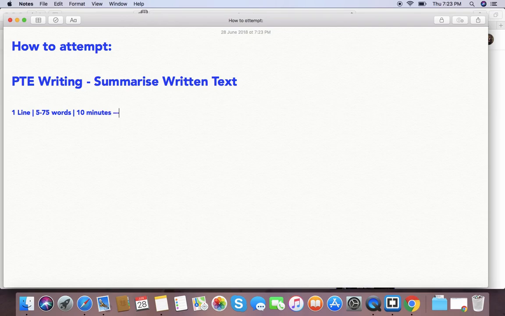And depending on the paper, you might get 2 to 3 questions for summarized written text. So 2 to 3 questions, 1 line, 5 to 75 words, and 10 minutes per question. Let me show you how it's done.